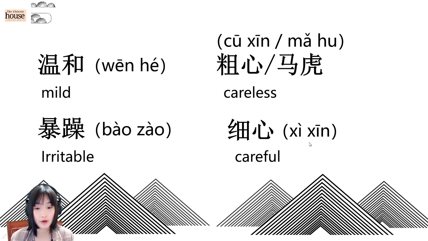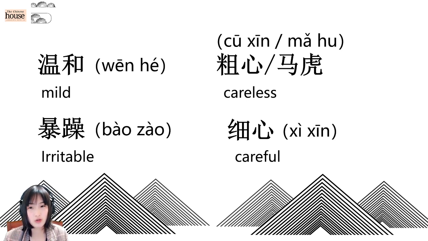And then careful, 细心. Remember here we have 粗 means thick. We have learned it before. So 细 means thin. So thick heart is that you're careless. And if you have this thin heart, it means that you're careful.